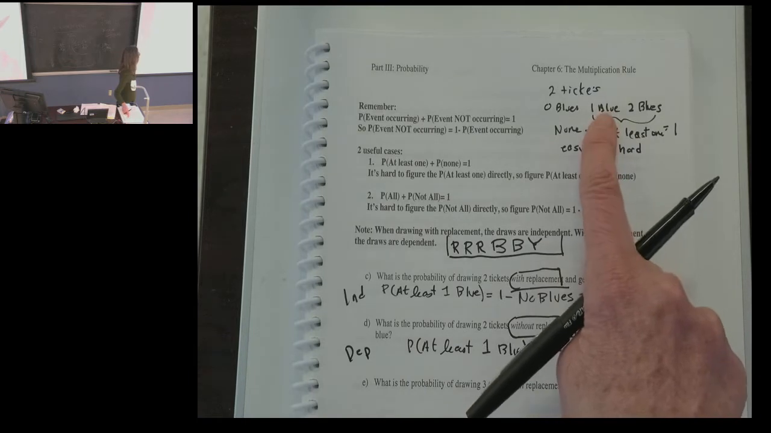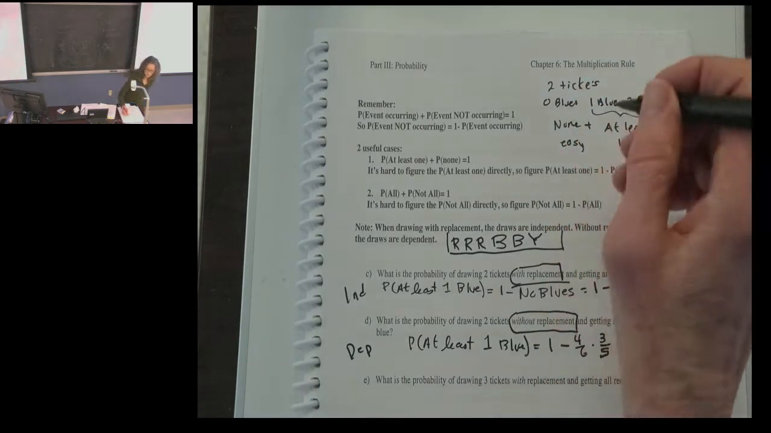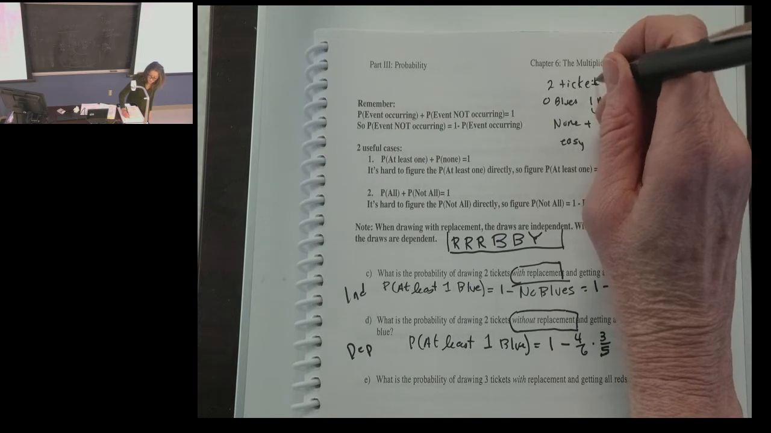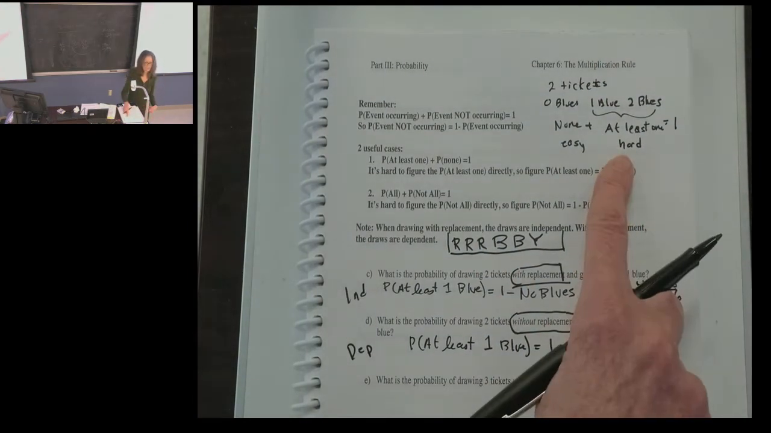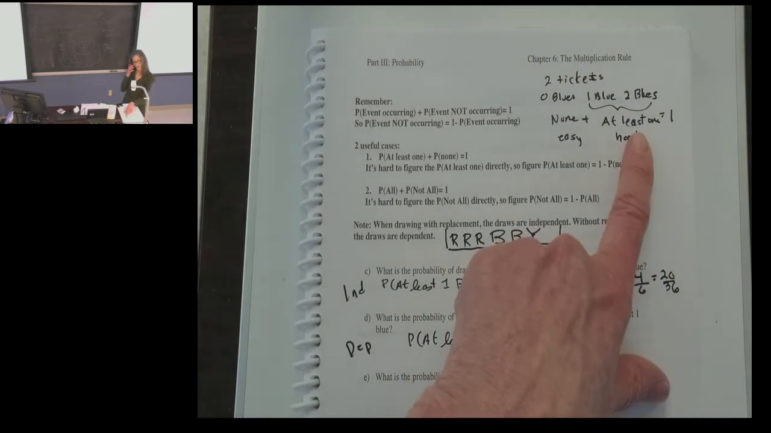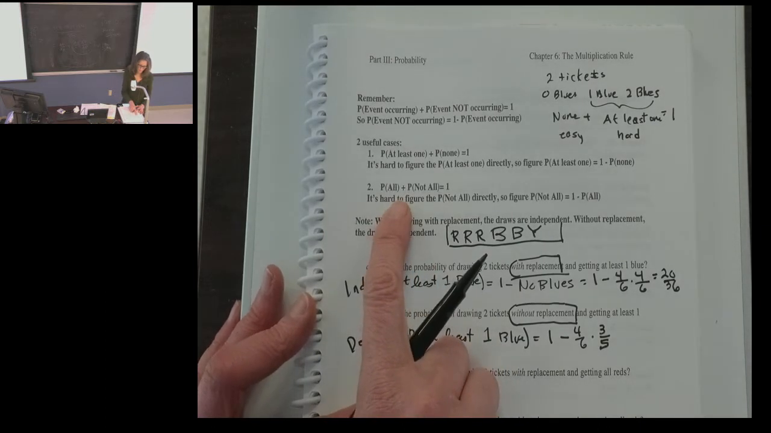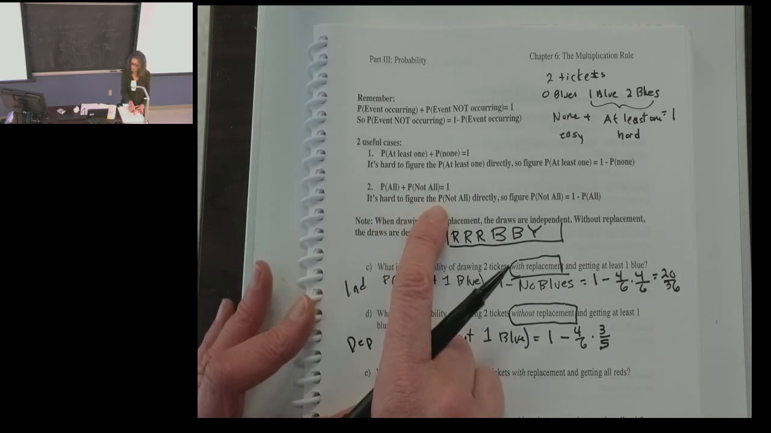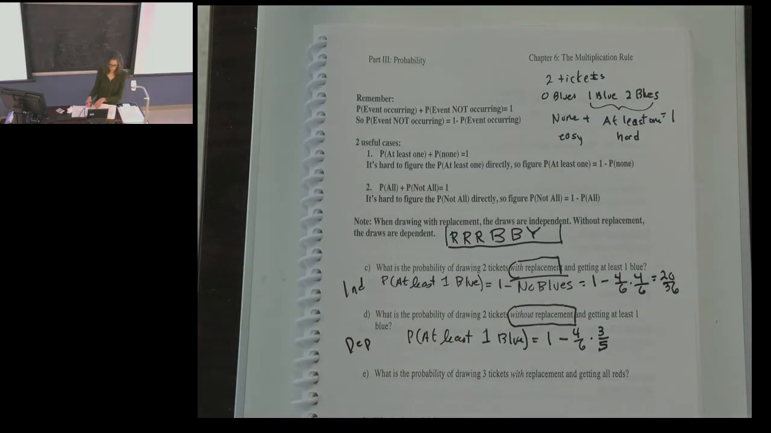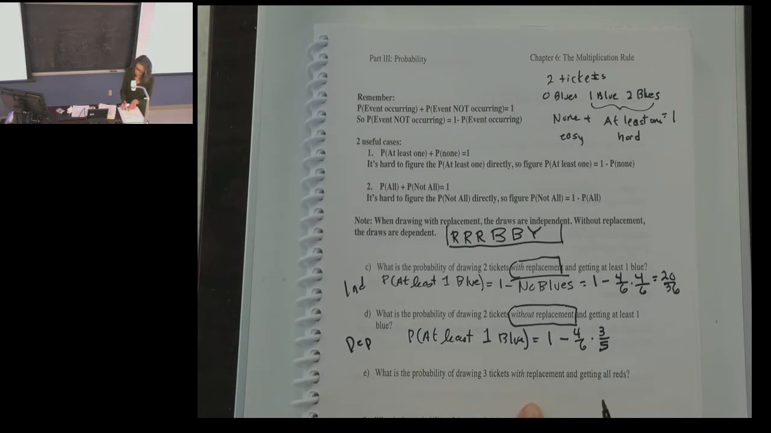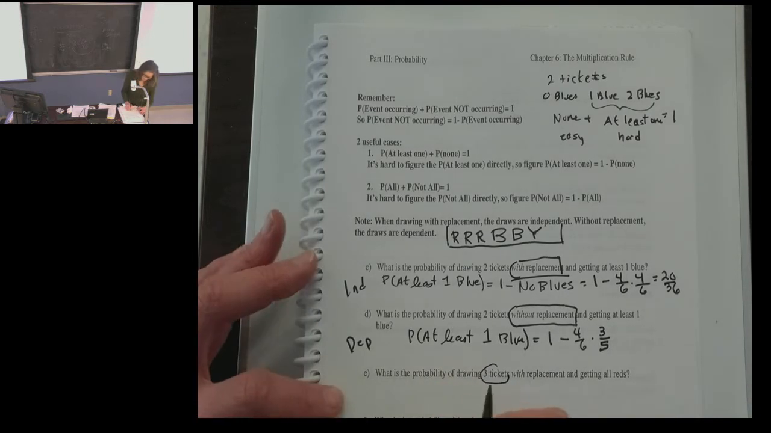Especially as you get more, let's say we drew 3 tickets or 4 tickets out of the box, then it would be very hard to figure out. Okay, so now let's look at the second rule, the probability of all plus the probability of not all. It's the same idea. Let's think about this, the probability of all. With 3 tickets now, what are our choices?